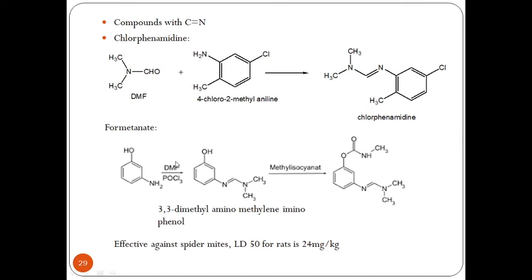Now this formetanate is effective against spider mites. Its lethal dose for 50 in rats is 24 milligram per kg. Coming to the spectroscopic data, I will be able to get a D2O exchangeable NH in the proton NMR because of the presence of NH over here. In the benzene system, the protons will appear in the range of 6 to 7. These two methyl groups and this methyl group would give me a de-shielding effect in a proton NMR system.